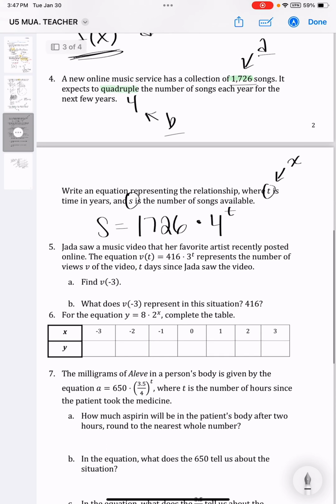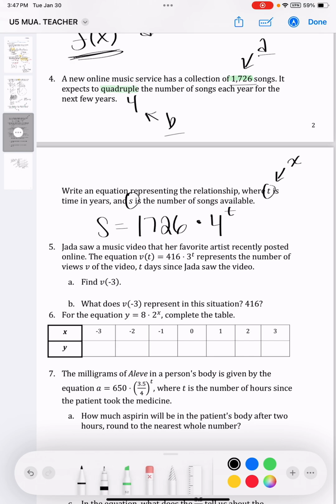Now for number 5, it says that Jada saw a music video that her favorite artist recently posted online. The equation V of T equals 416 times 3 to the power of T, which represents the number of views, V, of the video, T days since Jada saw the video. So again, let's go ahead and annotate. We know that 416 is going to be our A value. It's in the place of A, so that's our starting amount. 3 is our multiplier, or our growth factor, or common factor.